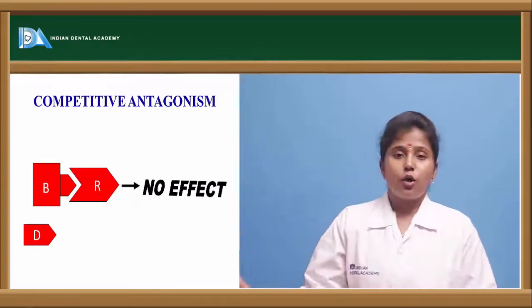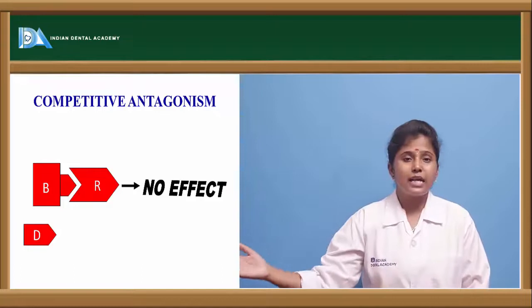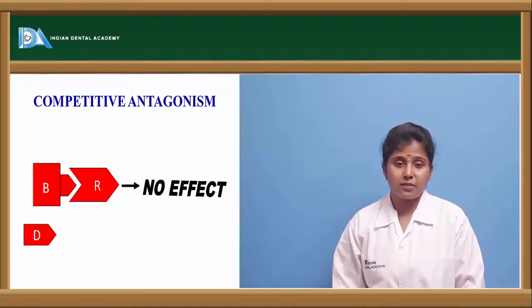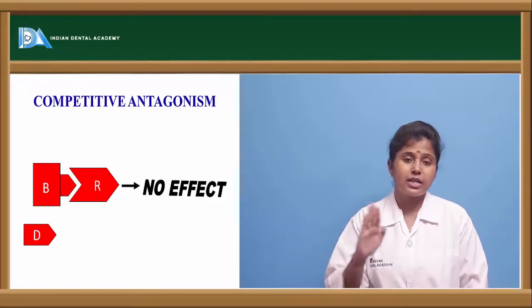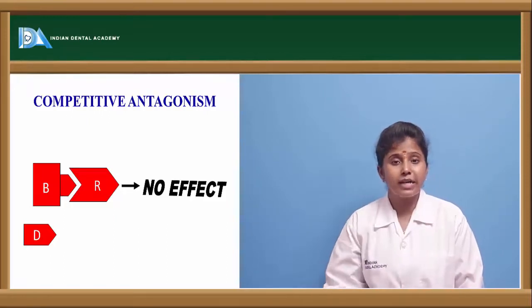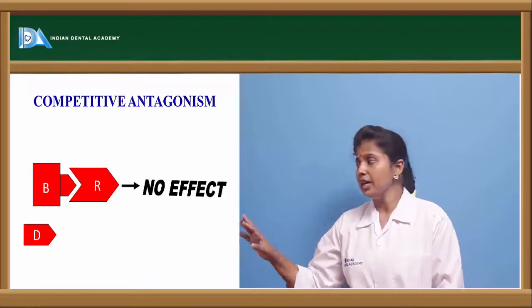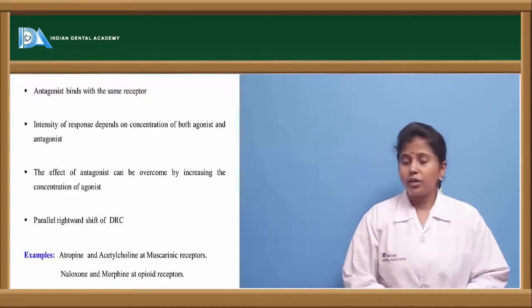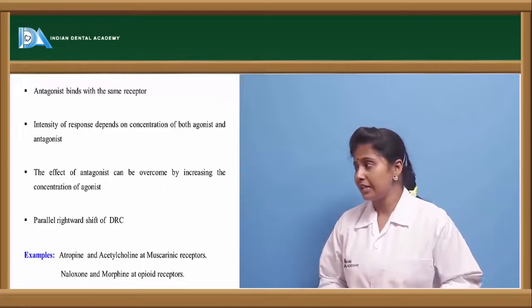And in competitive antagonism, the drug and the antagonist are competing with each other for the receptor. Thereby they are not showing any effect, because instead of the drug the antagonist binds, and the antagonist is not having any effect, and thereby the net result is 0. This antagonist binds to the same receptor, replacing the drug's place.